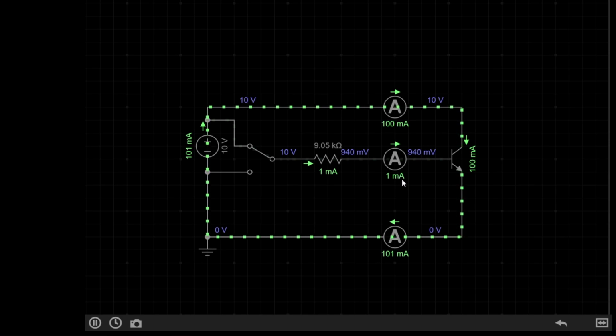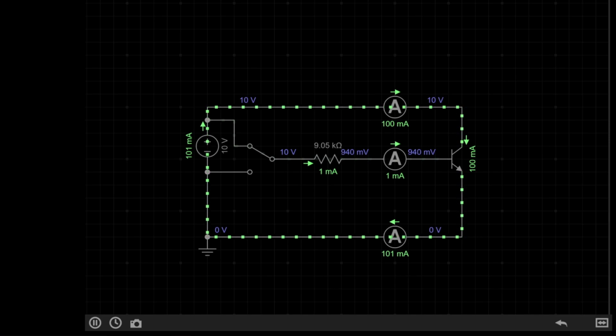Then the 1 milliamp on the base combines with the 100 milliamps coming in to the collector to give us a 101 milliamp output on the emitter. This is how a transistor is used as a current amplifier. For example, you could input a small current from a chip, say, and output a large current to drive some high power components, such as a motor or something similar.